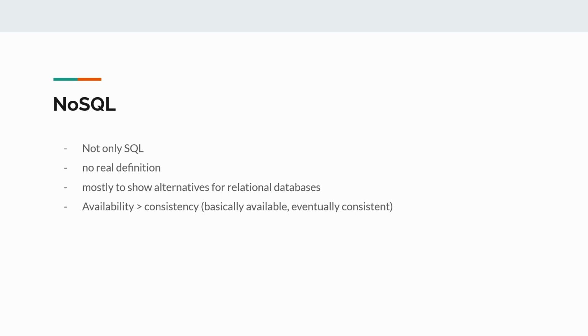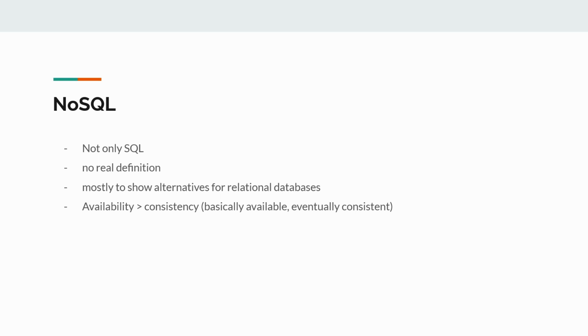But NoSQL databases came up in the web age. So with the rising of the web and internet, it became more important to have availability first. For example, if we have the YouTube database, it's okay to not be consistent. If I upload a video and the video is not instantly everywhere available, it's okay. It doesn't matter really much.